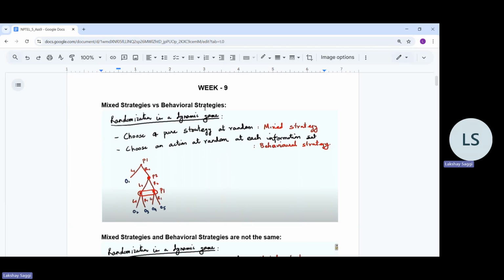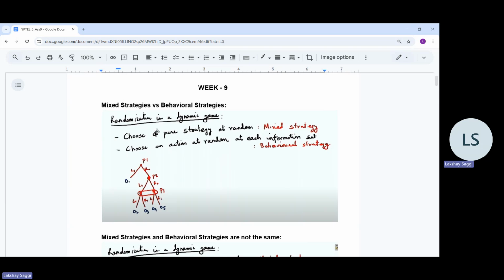And what does mixed strategy mean? Mixed strategy means that we form a probability distribution over the set of pure strategies and choose one of the pure strategies at random according to that probability distribution. So randomization plays a key role, as you must have noticed in this course, in all of these equilibria. Now we'll be discussing these mixed strategies, or essentially randomization, in a dynamic game. So what do we mean by randomizing in a dynamic game?